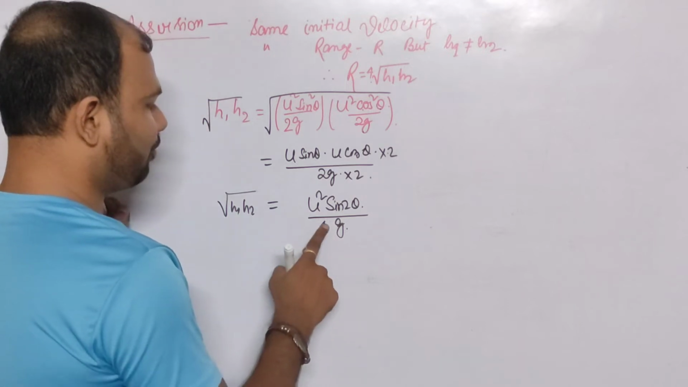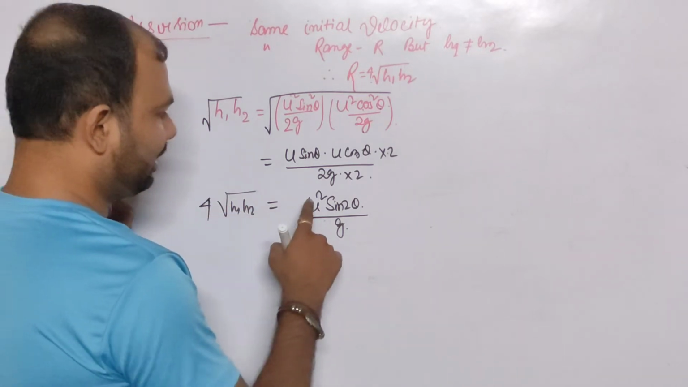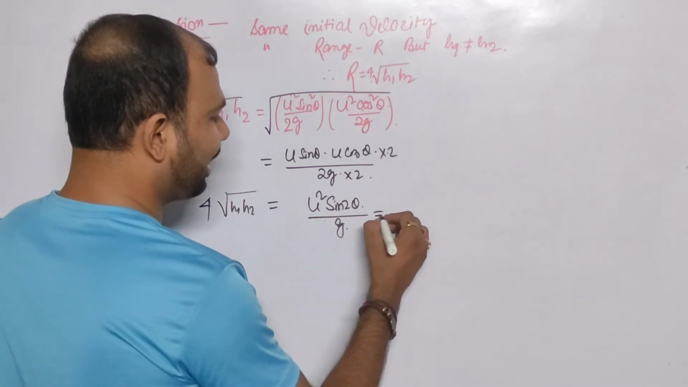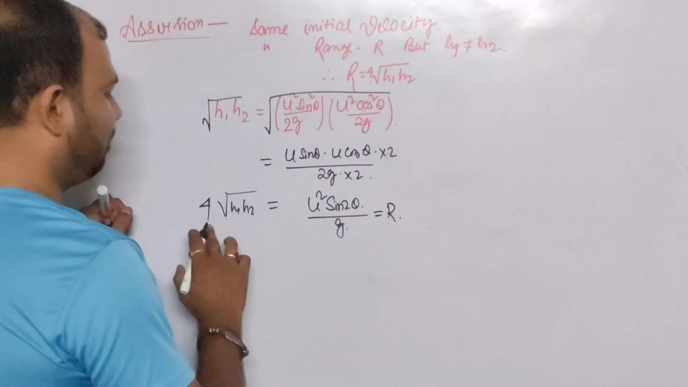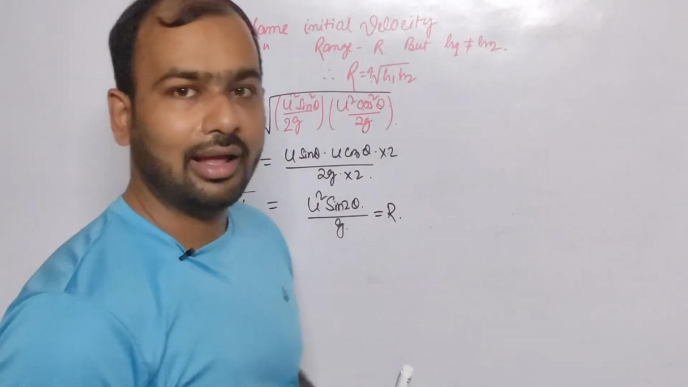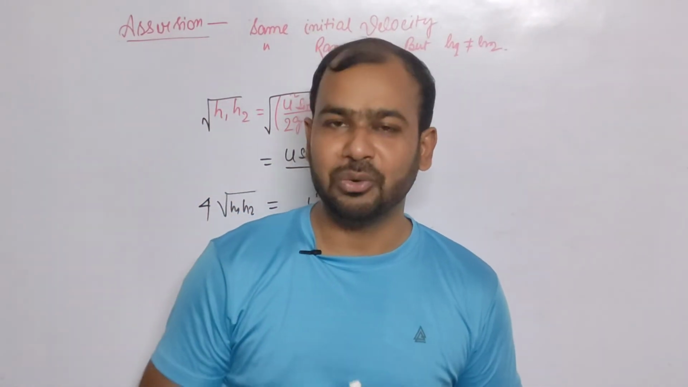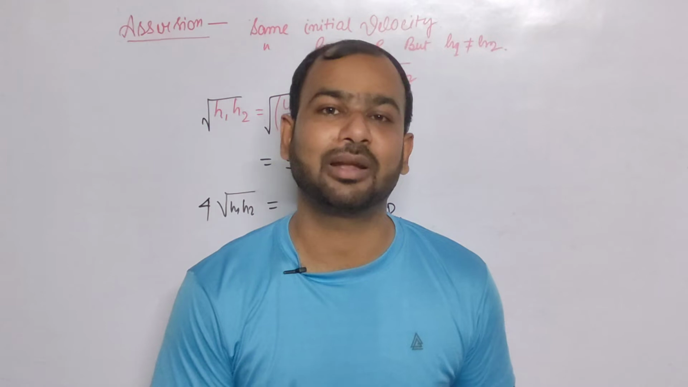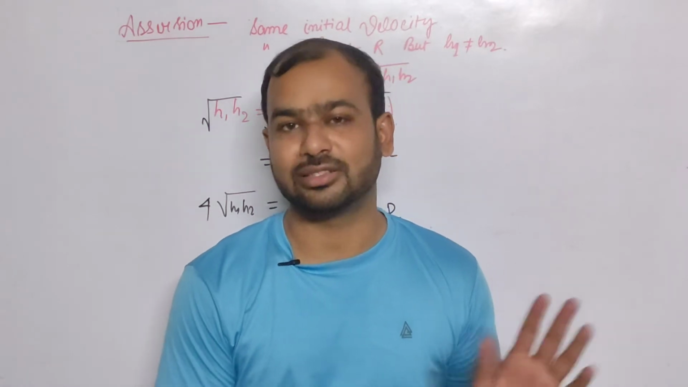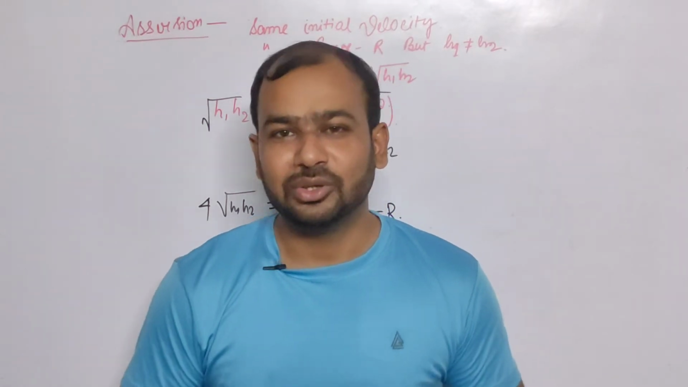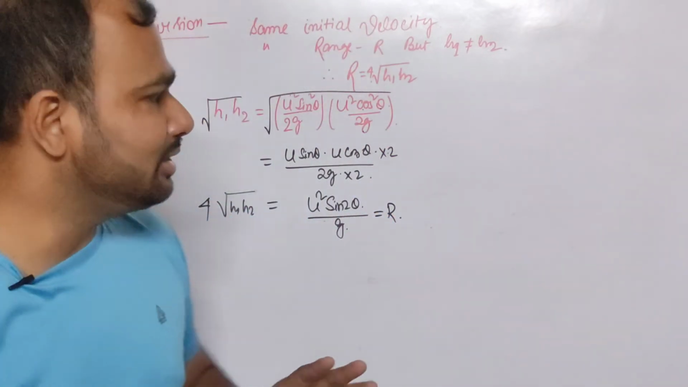If I replace the 4 from here, this is the formula of range. So the reason is true, and the assertion is true, and the reason is the correct explanation of the assertion. So this was a very easy question.